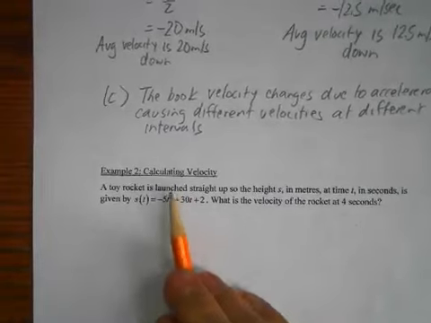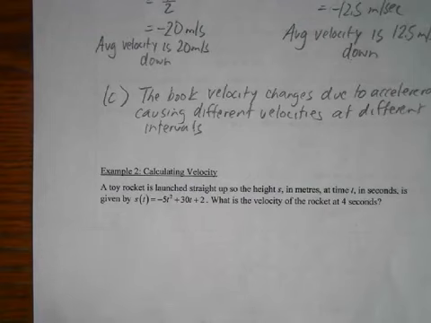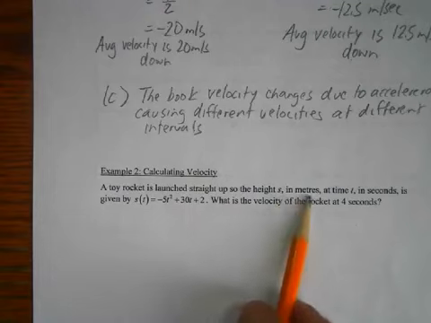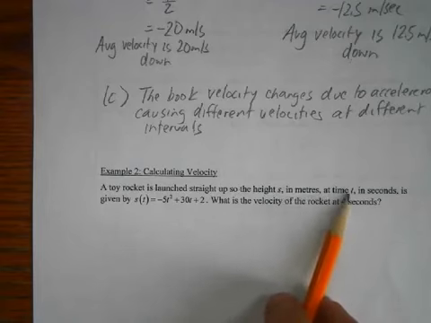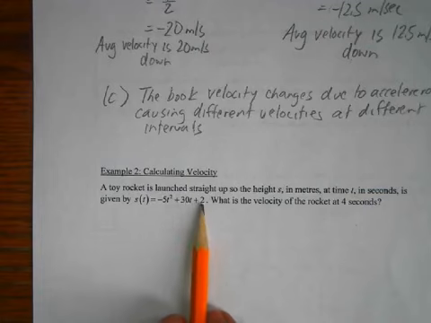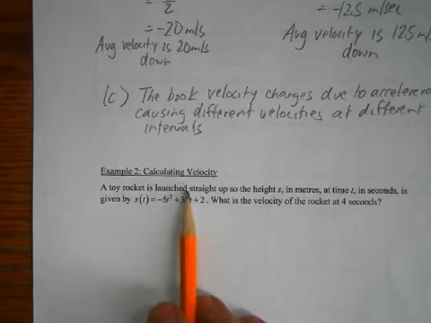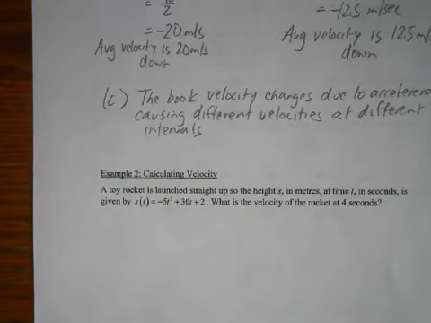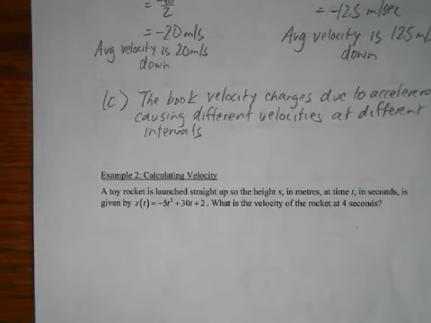Another velocity question here. A toy rocket is launched straight up, so the height S in meters at time t in seconds is given by negative 5t squared plus 30t plus 2. So this time we're shooting it up in the air. That's a quadratic, which makes sense because it's going up in the air, just like the book falling was also using a quadratic model due to gravity. What's the velocity of the rocket at 4 seconds?